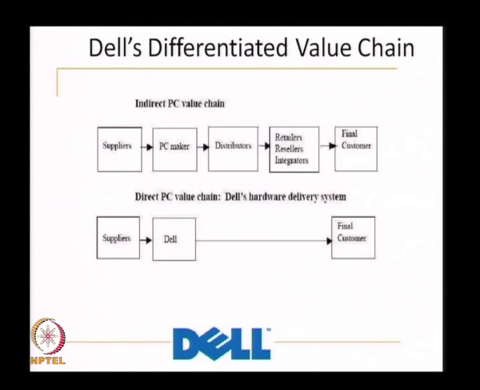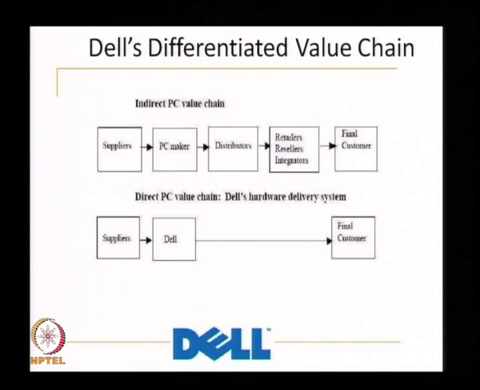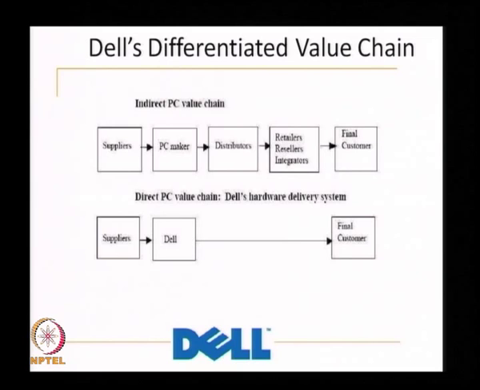Now, I said before that the disruption that was created by the internet changed the value chains of different entities. A classic example is how Dell changed the way in which it did business. Because if you look at the personal computer value chain, traditionally and in many cases even nowadays, this is how it happens. You have a supplier who supplies components to the original equipment manufacturer, in this case the PC maker, and then the PC manufacturer ships all the computers to a distributor who later gets these PCs populated in a retail store or through a reseller, and then a final customer buys it through the reseller.